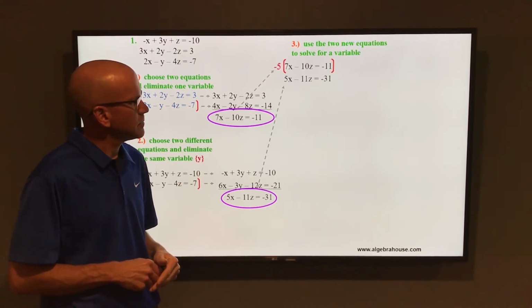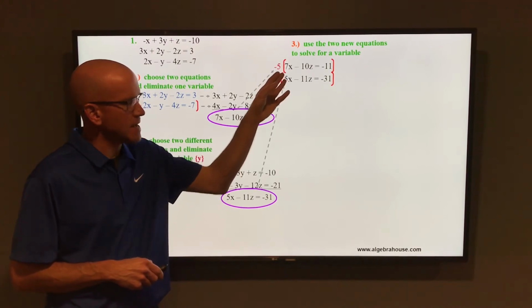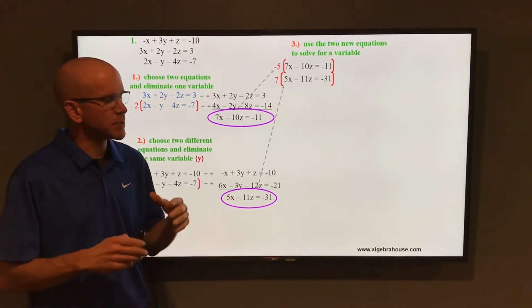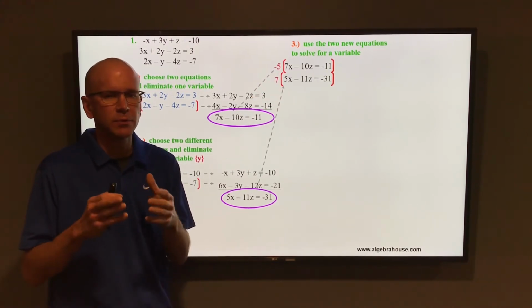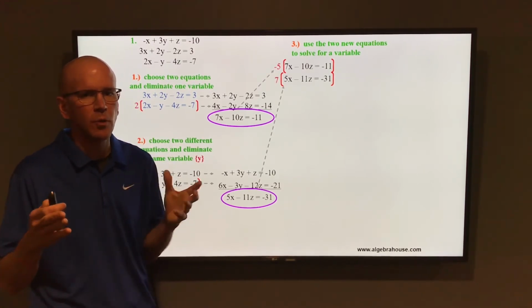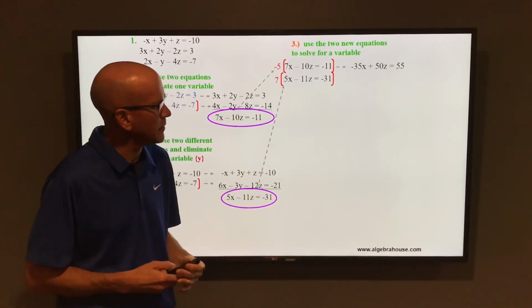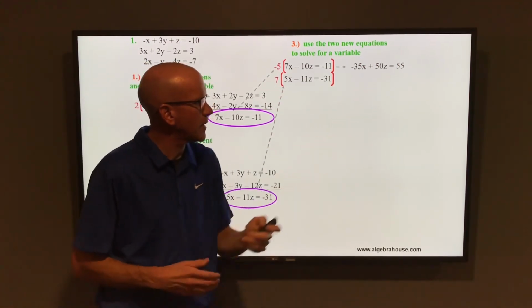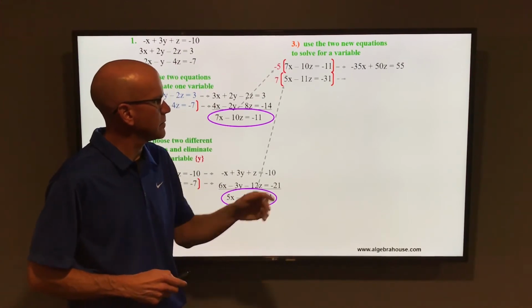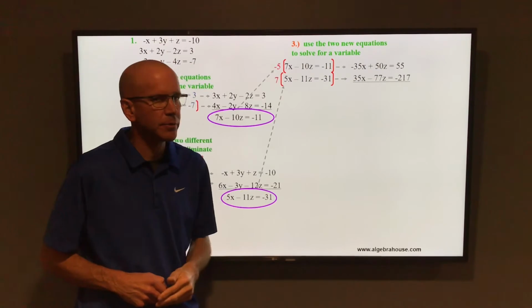For this, I'm going to multiply the top by negative 5 and the bottom equation by 7 so that the x gets eliminated. Remember, as soon as I find the value of one of the variables, that's a key that's going to unlock the door to all the other variables. Take the top by negative 5, get negative 35x plus 50z equals 55. And the bottom equation by 7, it's 35x minus 77z equals negative 217.